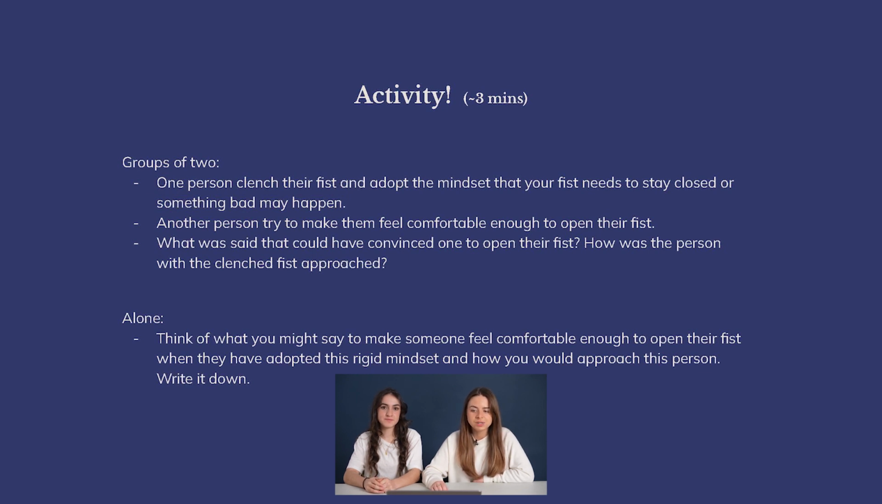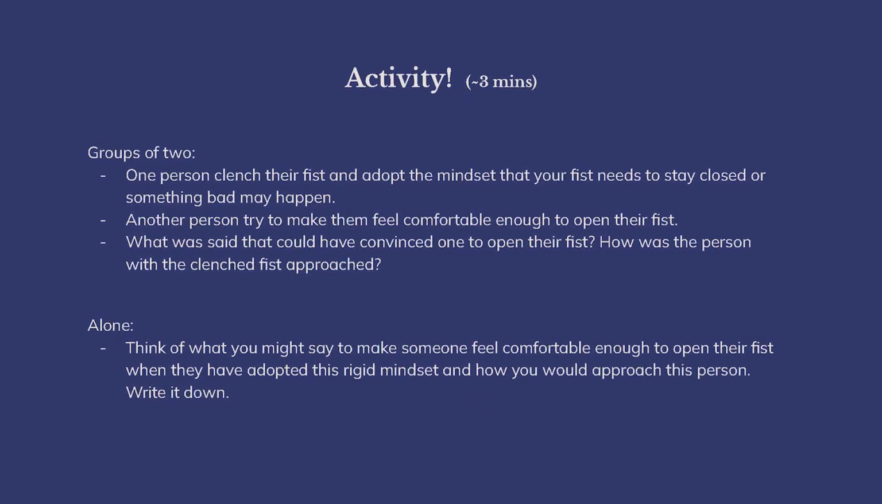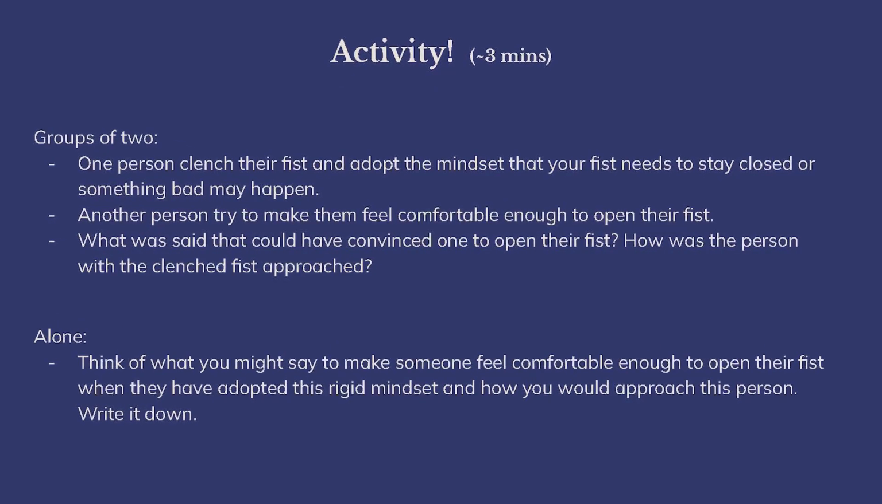Now in your workbooks, write down what you might have said to make that person feel comfortable enough to open their fists. And if you were in the other position, write down what was said to you or what could have been said to you to help you open your fists. If you're working alone, please write down what you might say to convince someone or make them feel comfortable enough to open their fists. It's estimated that this activity will take you about 3 minutes. You can press pause now and play once you're finished.